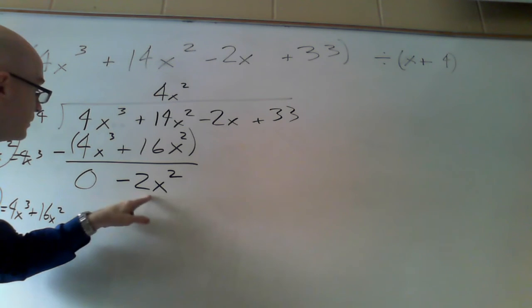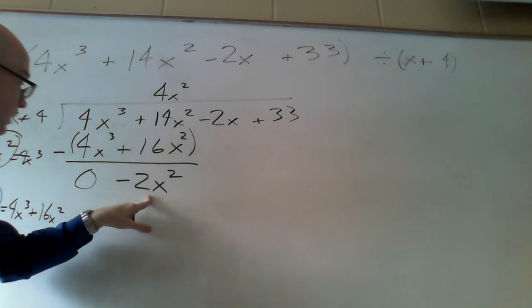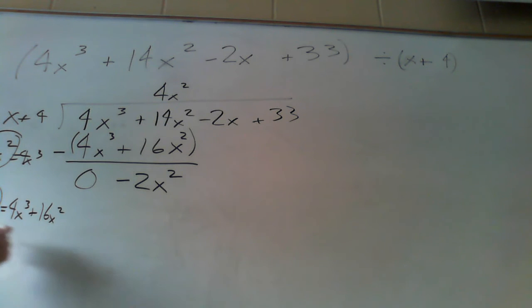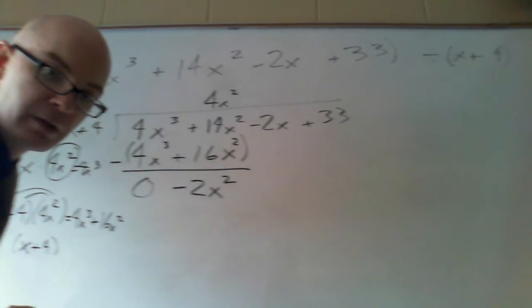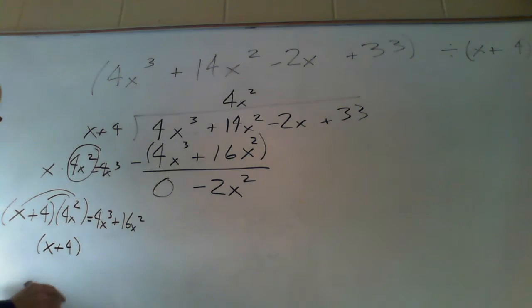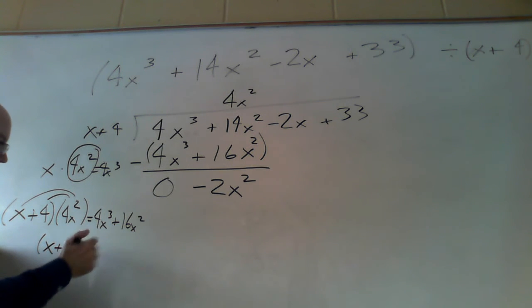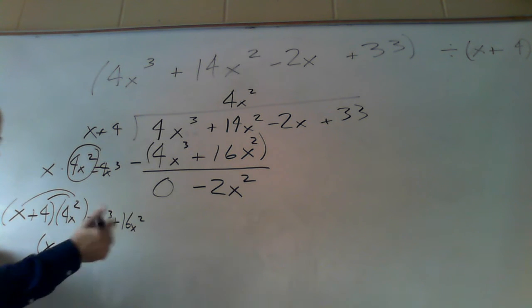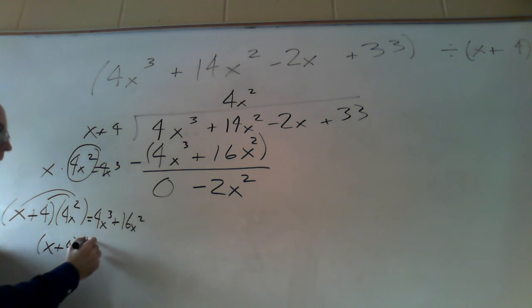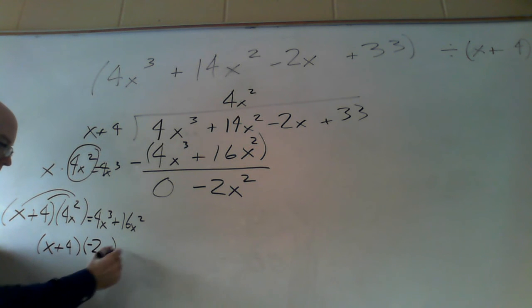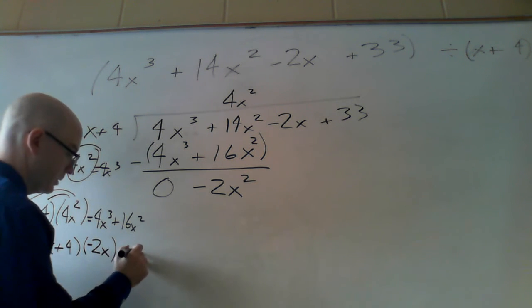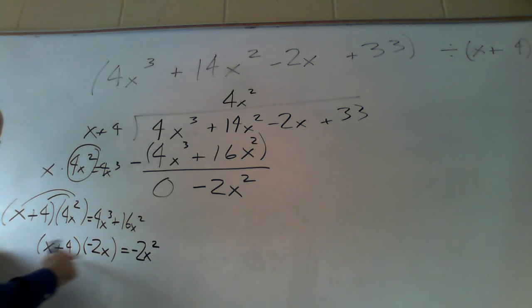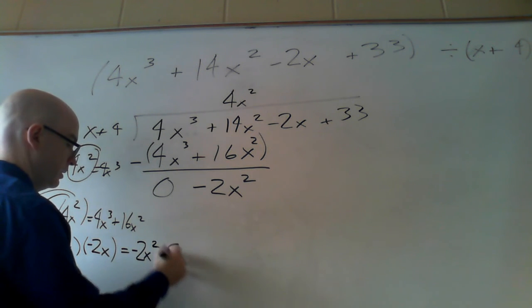Now I've got this negative 2x squared that I need to get rid of. What can I do to get rid of that? If I take x plus 4, I want to get the x equal to this negative 2x. So the opposite of that would be multiplying it by negative 2x. X times negative 2x gives us negative 2x squared. 4 times negative 2x, negative 8x.